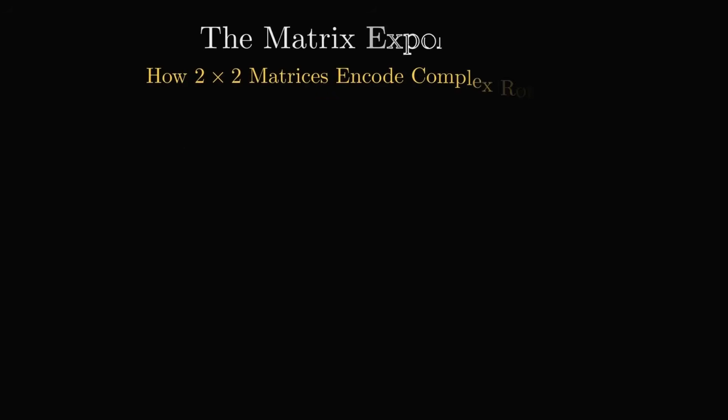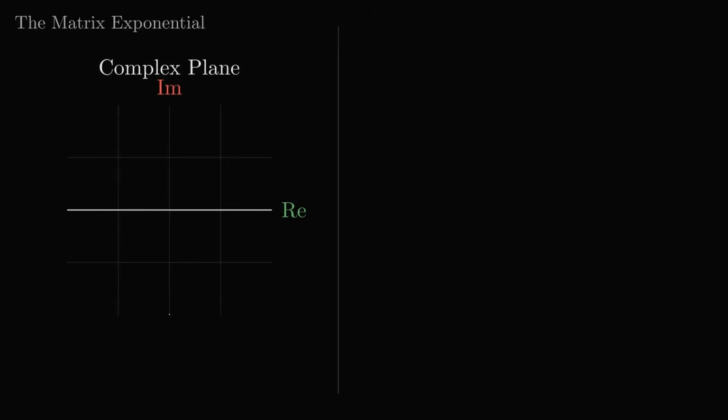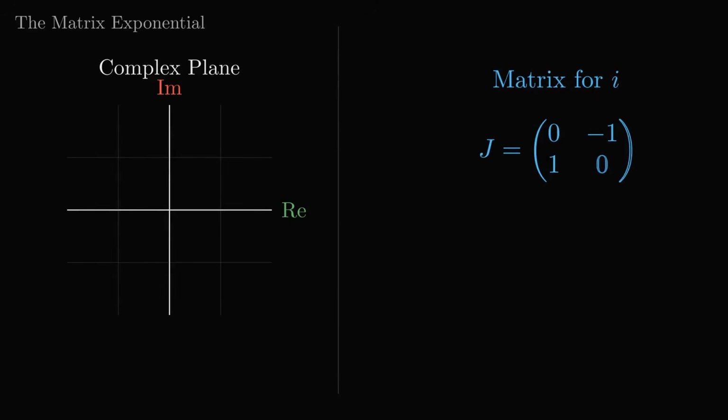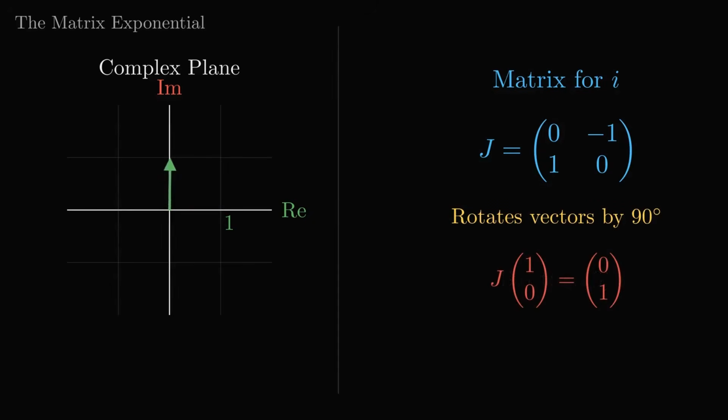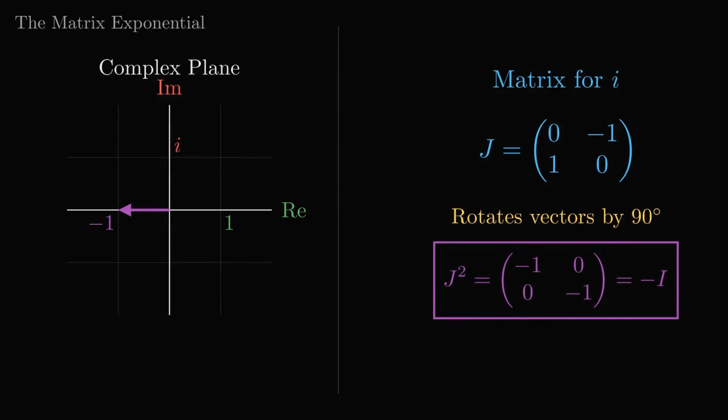Now let's go one level deeper, the matrix exponential. We start with the special matrix J, the matrix version of i: [[0, -1], [1, 0]]. Geometrically, J rotates a vector by 90 degrees. Apply it once and 1 becomes i. Apply it twice and J squared equals minus I. That repeating pattern is the key.